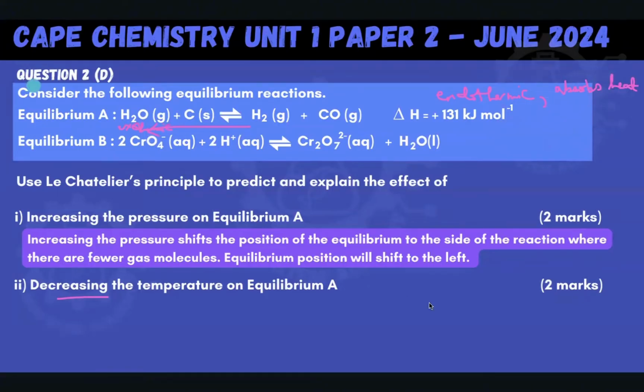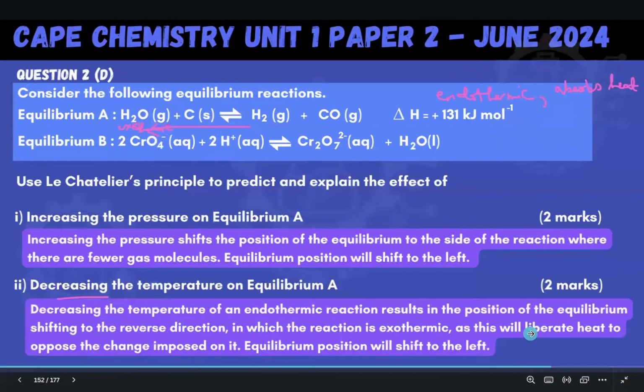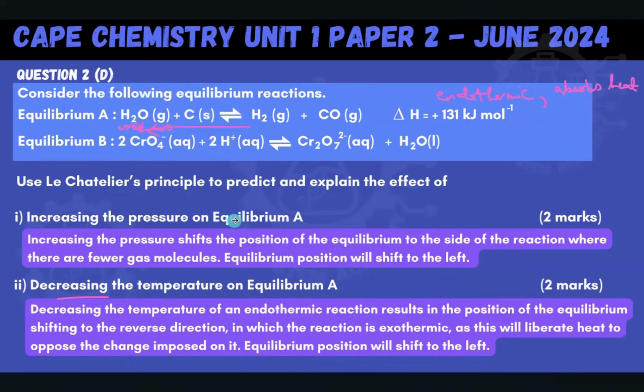Okay? So in a nutshell, decreasing the temperature of an endothermic reaction results in the position of the equilibrium shifting to the reverse direction, which is exothermic, as this will liberate heat to oppose the change imposed upon it. Equilibrium position will shift to the left in the exothermic direction. Okay, so let's go ahead now.